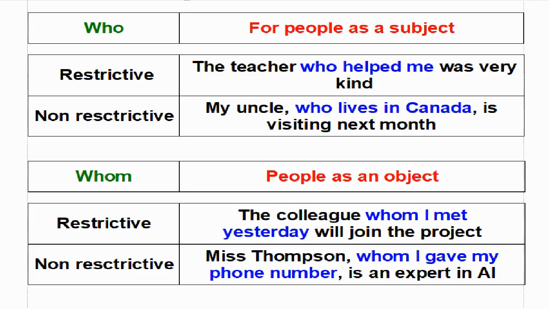Whom. Relative clauses using whom refer to people and are used when the person is the object of the verb or preposition in the clause. Restrictive relative clause with whom: the colleague whom I met yesterday will join the project. Note, in everyday English, especially in speech, whom is often replaced with who, though whom is more formal and grammatically precise. Non-restrictive relative clause with whom: Miss Thompson, whom I gave my phone number, is an expert in AI.